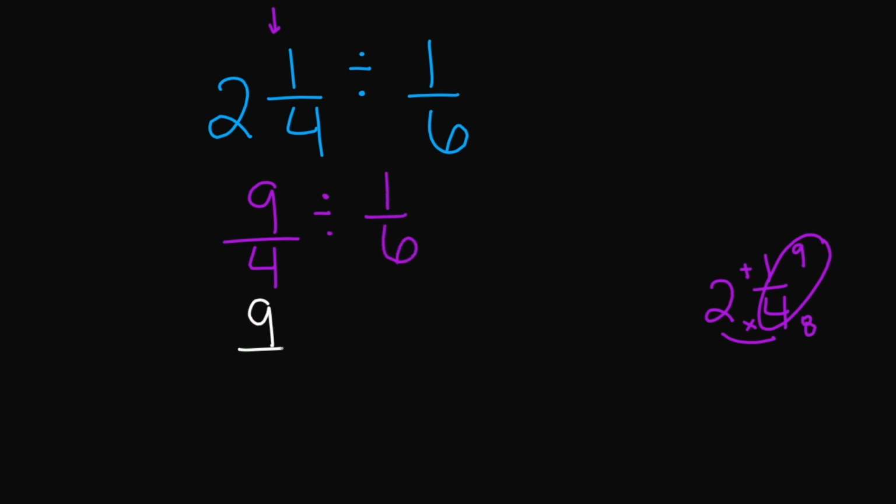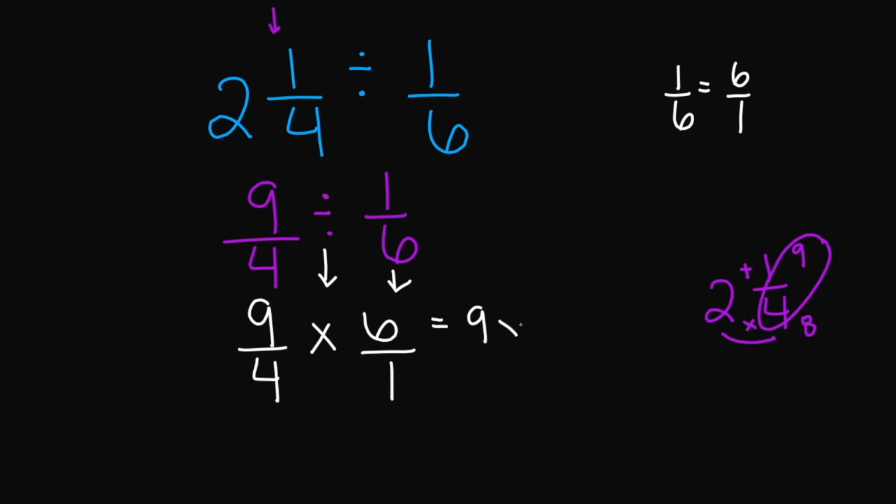9 over 4 is going to stay the same. Division changes to multiplication. And then 1 over 6, the reciprocal for 1 over 6 is going to equal 6 over 1. So I'm going to write 6 over 1 here. Now we're going to multiply. My numerator, we have 9 times 6. In my denominator, we have 4 times 1. 9 times 6 is 54. 4 times 1 is going to equal 4.